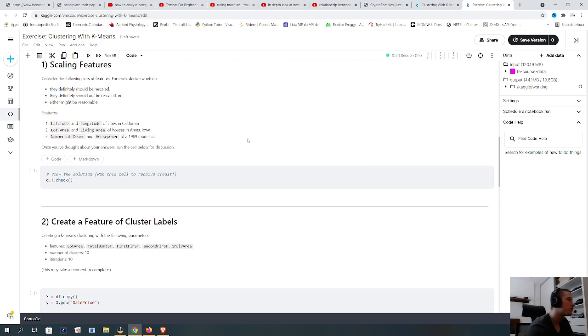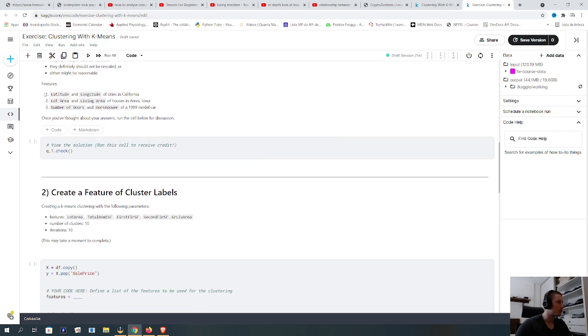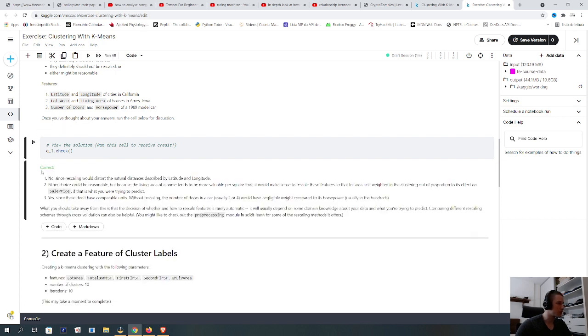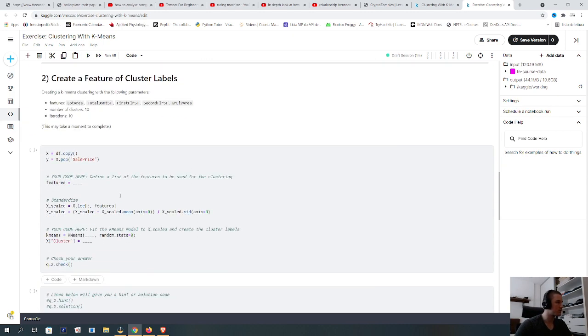Scaling features. Consider the following sets of features. For each, decide whether they definitely should be rescaled, they shouldn't be, or either might be reasonable. Latitude and longitude, lot area and living area of houses, number of doors and horsepower. So I think the third one should be yes, the second one, lot area, probably not. Probably the first two not, the third yes. I'm not sure. No, since either choice would be reasonable. Yes. Oh, okay. Makes sense.